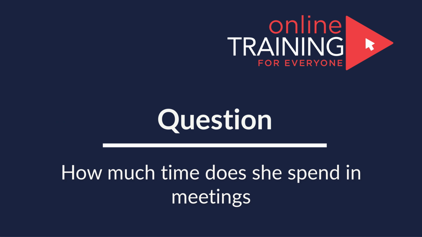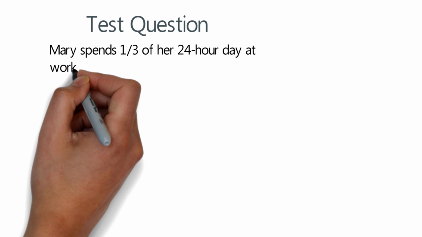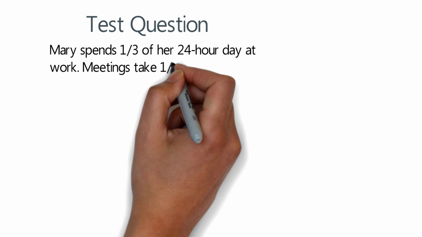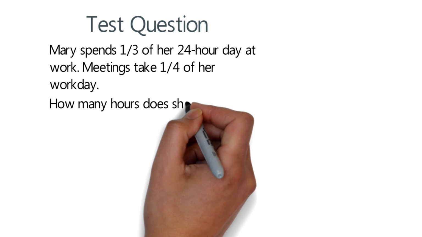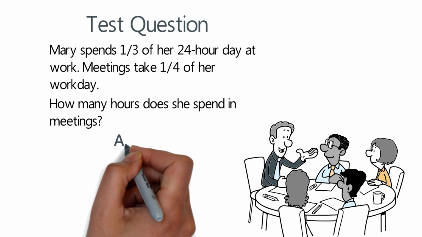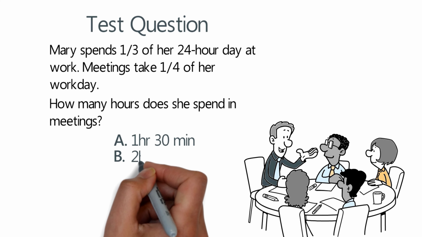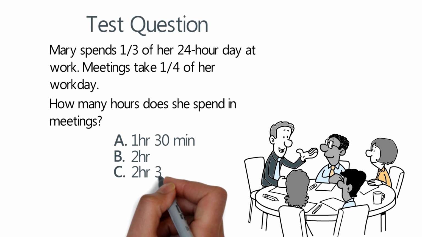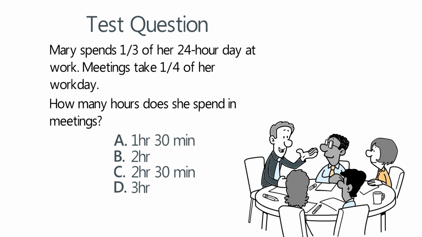Here's an interesting question which validates how well you do planning of your day-to-day work. Mary spends 1/3 of her 24-hour day at work. Meetings take 1/4 of her workday. How many hours does she spend in meetings? You have 4 different choices. Choice A, 1 hour and 30 minutes. Choice B, 2 hours. Choice C, 2 hours and 30 minutes. And choice D, 3 hours.